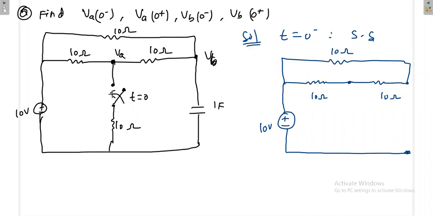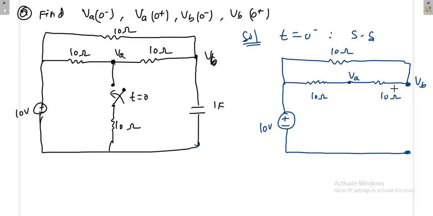The switch is closed at t is equal to 0. Before t is equal to 0, the switch is not closed. That's why we will not have this branch. And we also know that at steady state, the capacitor will act as an open circuit. These two are the capacitor terminals, that's why we are putting an open terminal here. Now this point is VB, this point is VA. Our aim is to find out what is the voltage here, what is the voltage here.